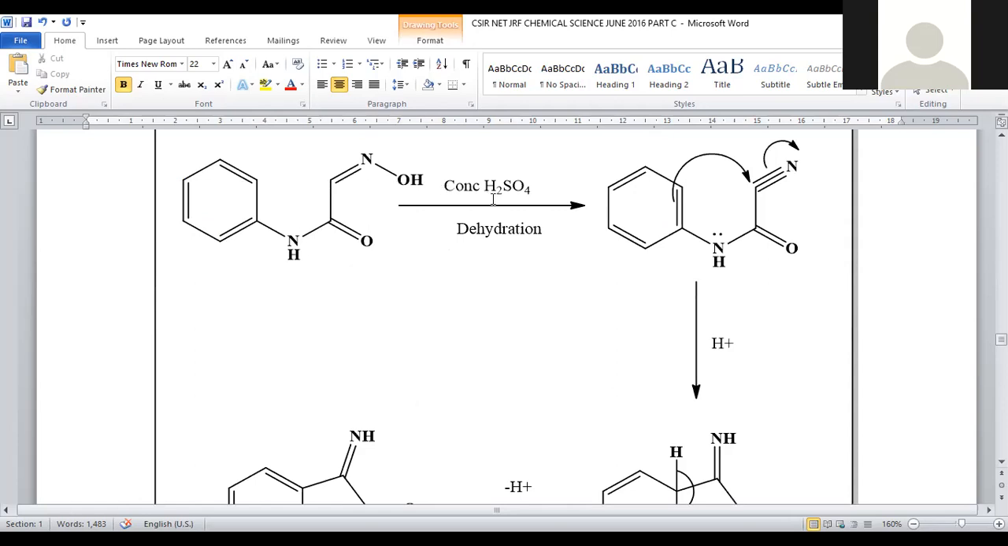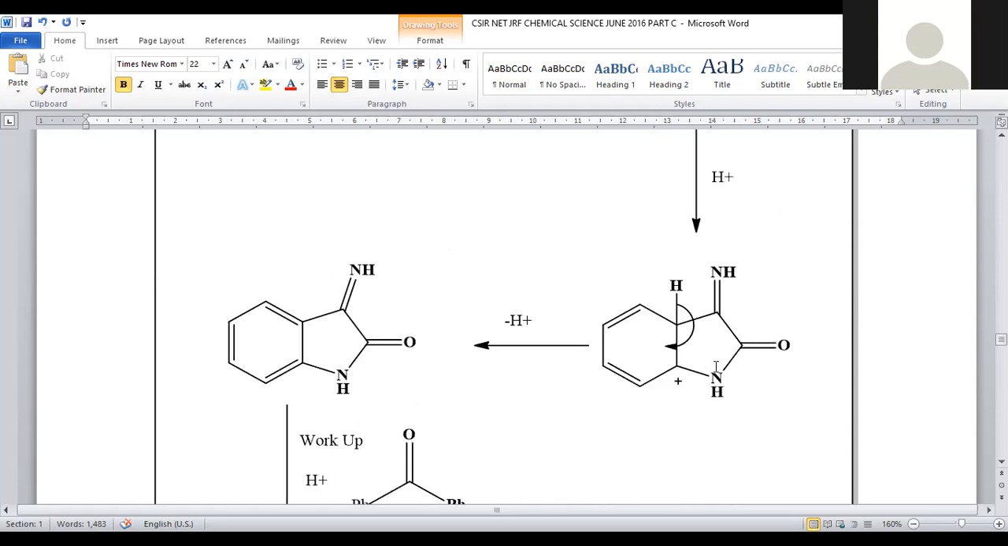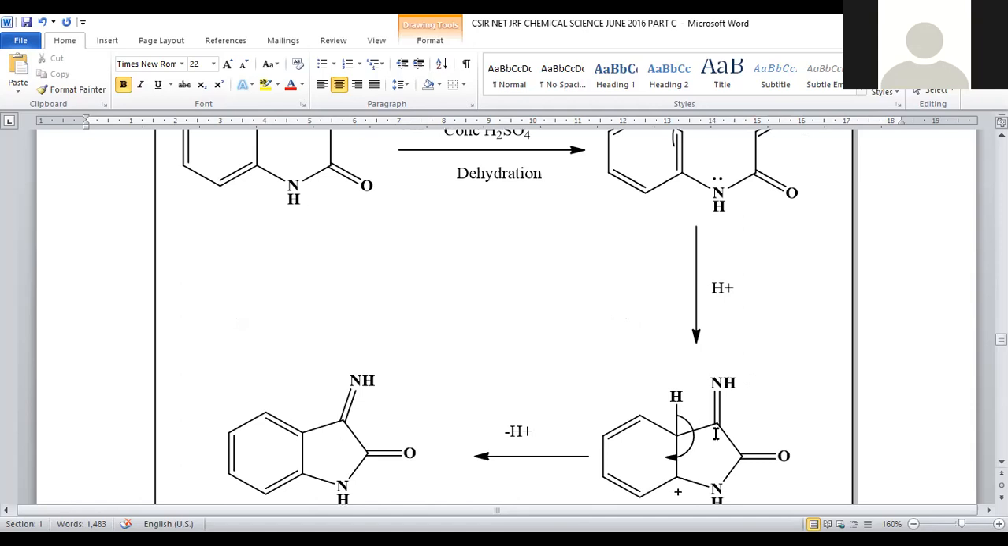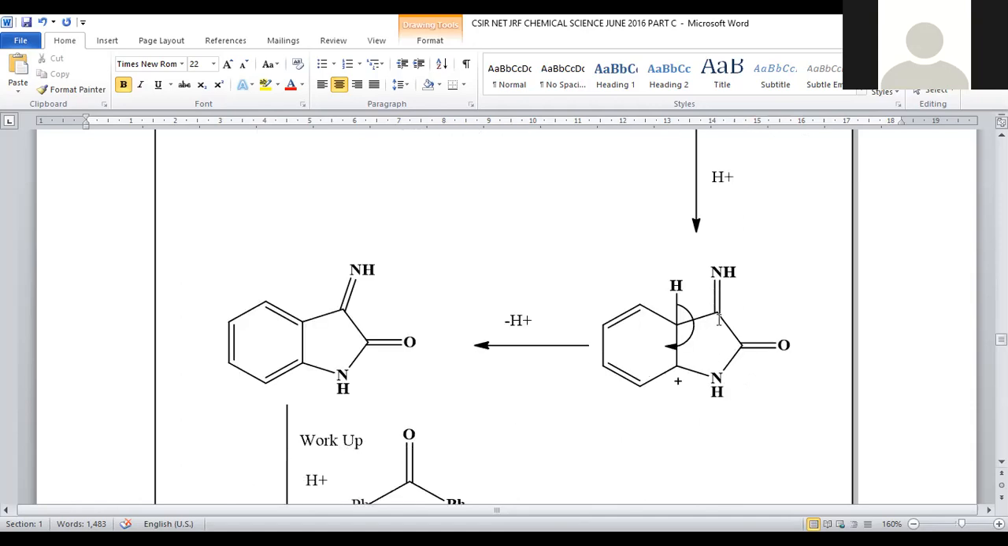Here it is an oxime. Upon treating with concentrated sulfuric acid, it turns into a nitrile. This nitrile undergoes a ring cyclization reaction. So it will be converted into a 5-membered ring system, and there is a generation of a carbocation, and here we already have a double bond, and this double bond is shifted so that an imine is formed. Double bond NH group is called imine. Further, this carbocation can be compensated and the benzene ring retention is possible by the removal of H plus from the system, so that the benzenoid ring will be retained.